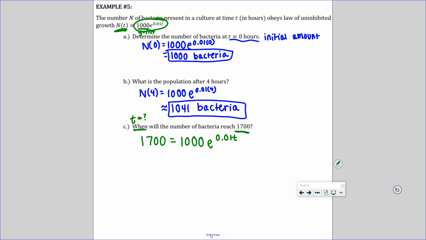What type of equation is this? Do you see a log in there? No. It's an exponential equation. It's an ln. So we're probably going to have to use logs to solve. But the first thing I would do is get rid of the 1,000, so divide both sides by 1,000. This is an exponential equation, basically back to what we were doing Friday. We get 1.7.